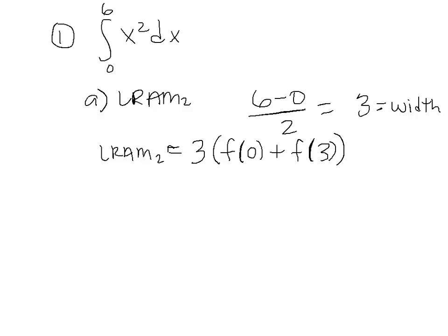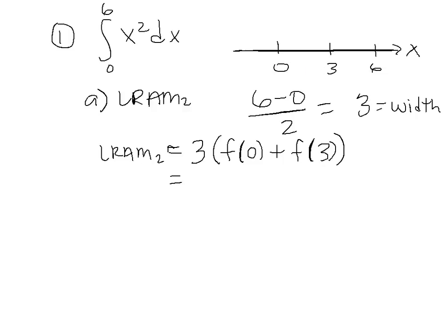Okay, if you want to think about a number line, here's the x number line from 0 to 6, and if you've got a width of 3, here's your first subinterval from 0 to 3, and your second one is from 3 to 6. So that's why we're using f of 0 and f of 3.